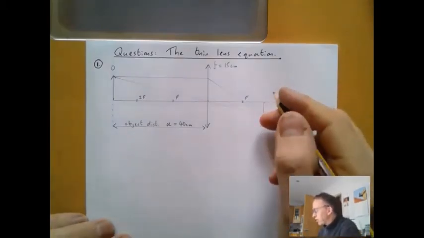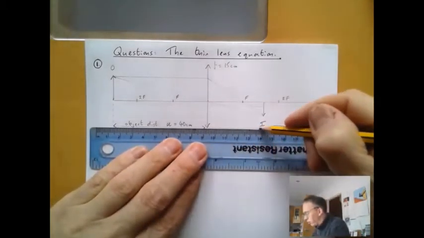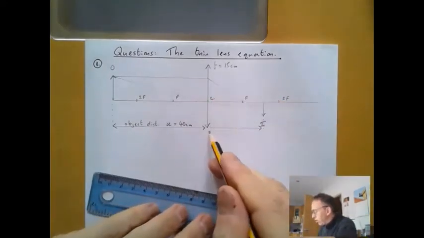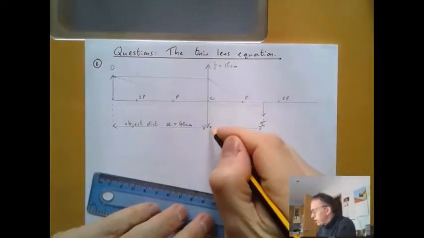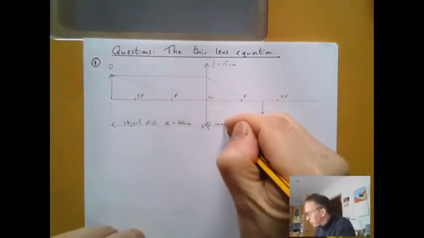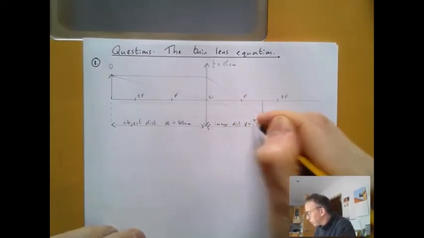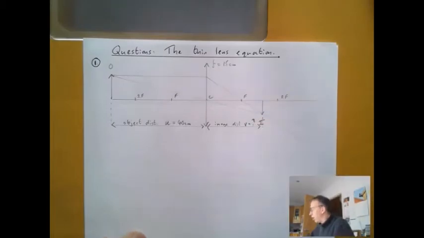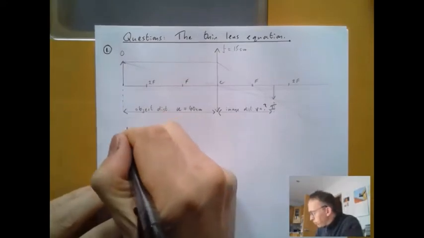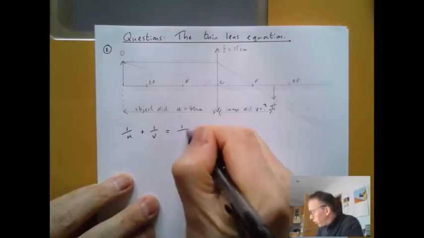Remember that. Question is, we want to know exactly where it is, and we want to work out this distance, the distance from the center of the lens to the image. Okay, so that's the image distance V, and that's equal to question mark. Okay, so we can state the lens equation. 1 over u plus 1 over v is equal to 1 over f.